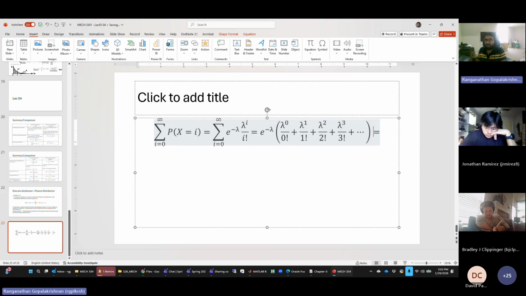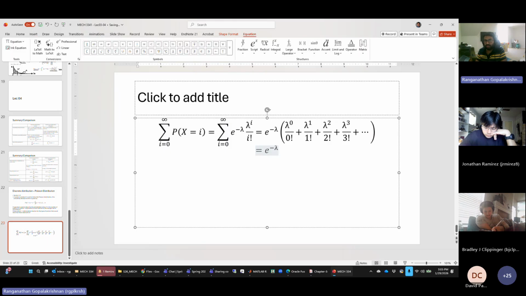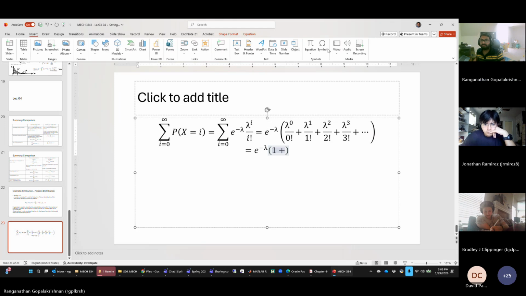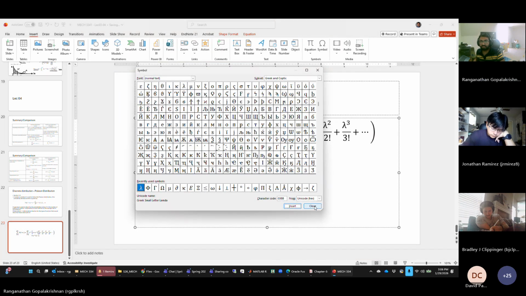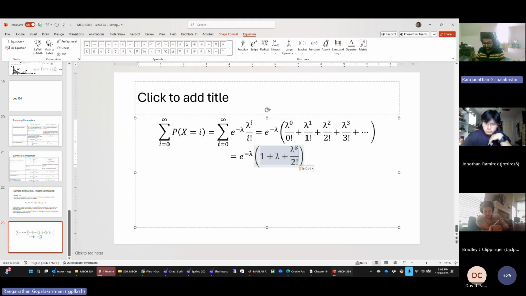Okay, so the first term remains e power minus lambda. And then I have this is 1, lambda power 0 divided by 0 factorial. And then I have lambda divided by 1 plus second term is lambda squared divided by 2 factorial plus lambda cube divided by 3 factorial plus and so on.